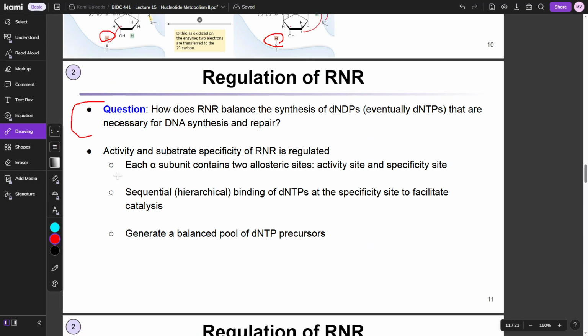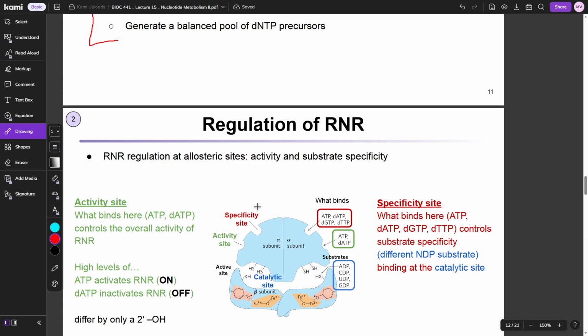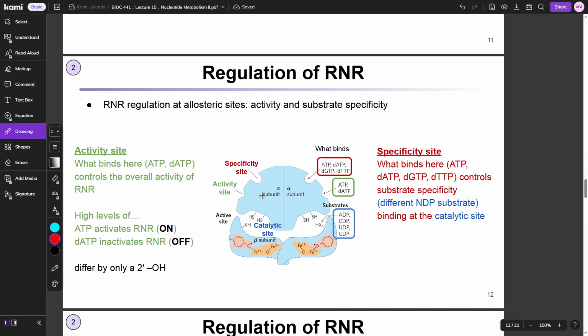I already talked about this stuff. It's not really that important, I would say, but let's keep going down here. The most important part is yet to come. So, yeah, this is a really nice slide. It just tells you what binds where. So the RNR regulation at allosteric sites, and its activity and substrate specificity.